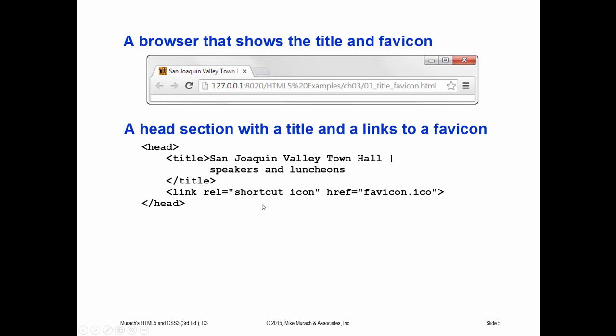All right, first thing they talk about in here, on these slides at least, is a browser that shows a title and a favicon. Well, the title, if you look here, says San Joaquin Valley Town Hall, Speakers and Luncheons. That title is what goes up in the tab up here. Now, you notice it doesn't show all of it because the tabs are always typically just a certain size. Not only that, typically the more tabs you have up at the top of your screen, the smaller each individual tab will get.